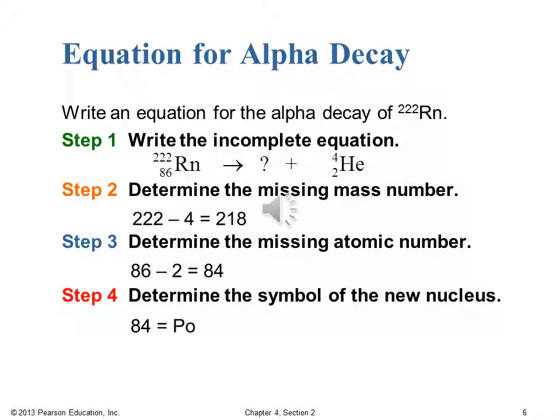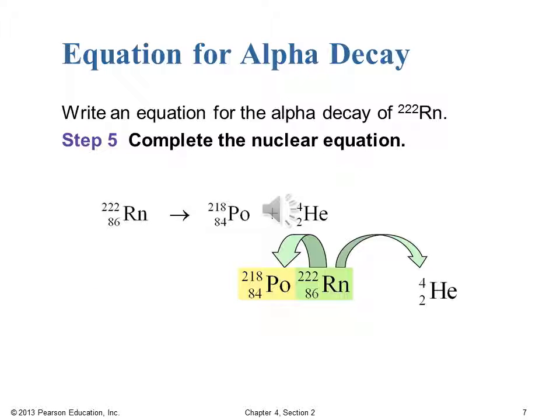So now we have the missing mass number, the missing atomic number, and the symbol, and we're ready to move on to step 5. Okay, so finally in step 5, we're completing everything now. We have all the key missing details, and so we're taking our radon-222 and showing that arrow to say that it yields, after radioactive decay, polonium-218 plus the helium nucleus, the alpha particle.